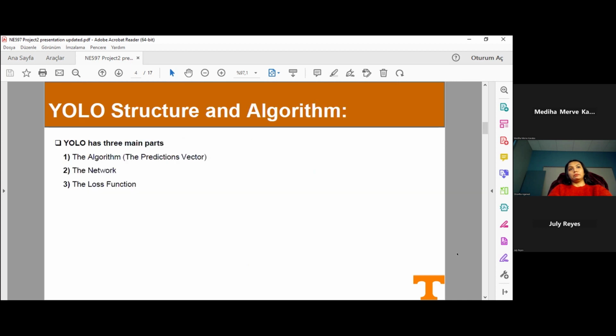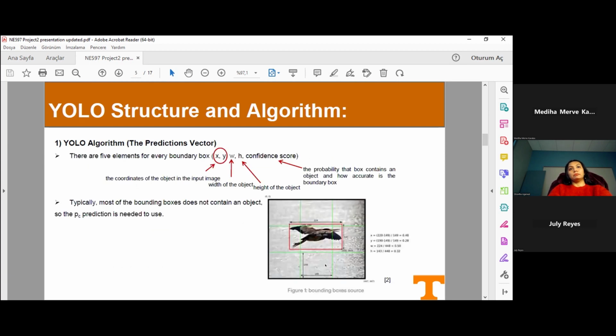YOLO has three main structures: one, the algorithm; two, the network; and three, the loss function. I will explain each of them. Firstly, the YOLO algorithm.